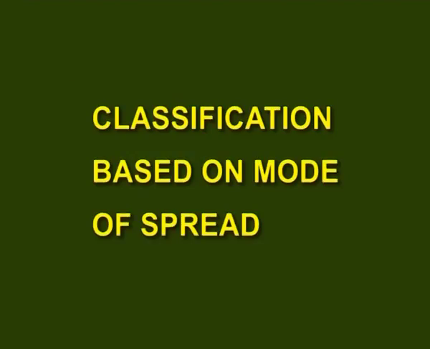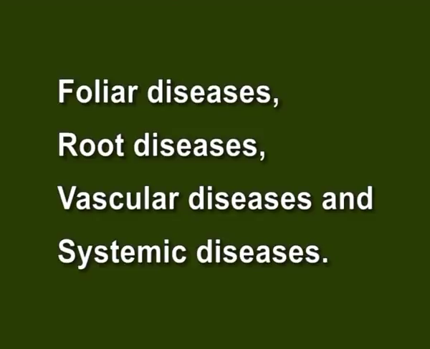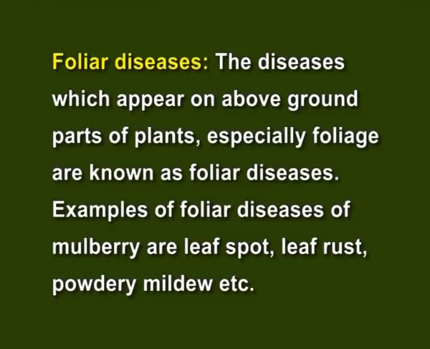Classification based on plant parts affected. Based on the plant parts affected, the diseases of mulberry can be classified into 4 groups such as foliar diseases, root diseases, vascular diseases and systemic diseases. Foliar diseases: the diseases which appear on above ground parts of plants, especially foliage, are known as foliar diseases. Examples: leaf spot, leaf rust, powdery mildew.